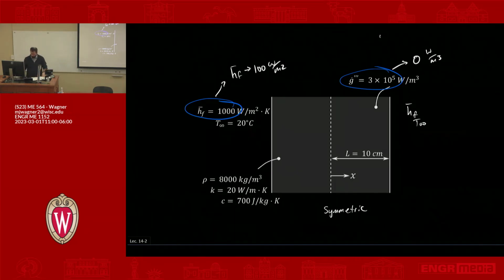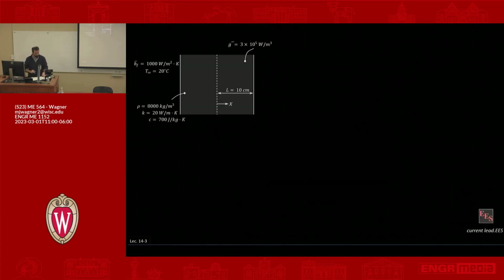All right, so let's go through this, get started on it. The first thing we're going to do is we need to solve for the steady state or the initial condition. It's not just as simple as saying T initial is a constant temperature. We actually need to solve for that initial condition. So we already know how to do that, right? This is just a steady state problem.